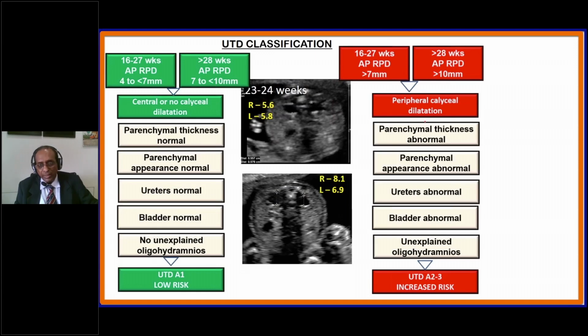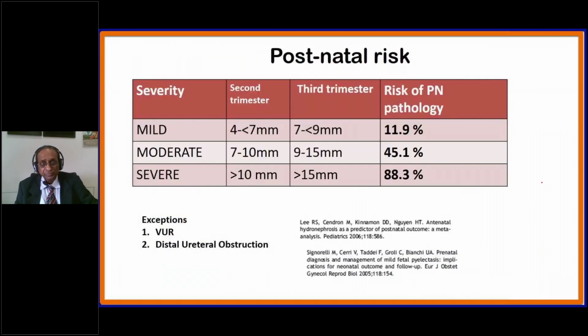In UTD A2 and A3, you not only have a dilatation beyond 7 millimeters or 10 millimeters at the specific gestational ages, but there is also peripheral calyceal dilatation, and you could have abnormal parenchymal thickness, abnormal parenchymal appearance, abnormal ureters, or unexplained oligohydramnios. Any one of these parameters, we call it UTD A2 and A3. Now, what does it mean to us?